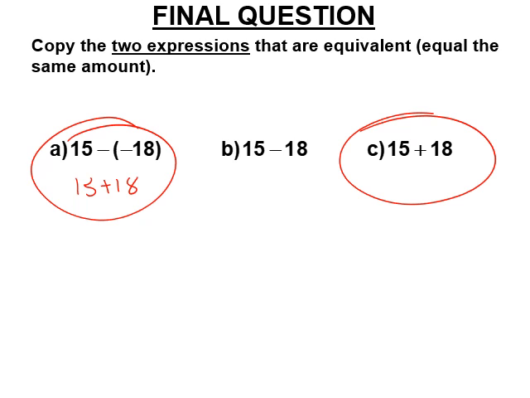Right? You didn't have to evaluate them. If you have minus negative 18, that's always the same as adding 18. So A and C have to have the same answer, which is, I think, 33 on both of these. This one is negative 3. So the A and C are equivalent. They equal the same amount.